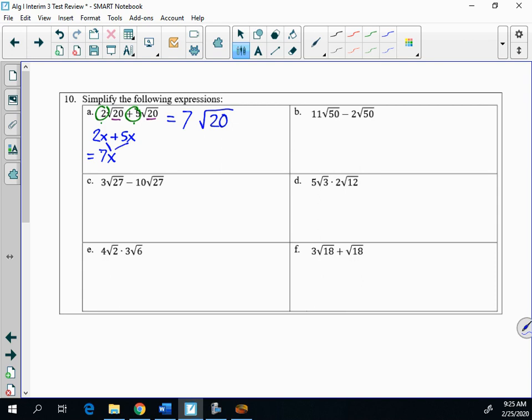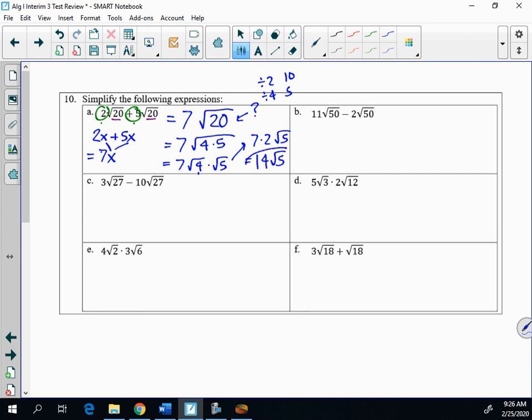However, my one last thing is, can I simplify the square root of 20? When I divide it by 2, I get 10. Divide it by 4, which actually is a perfect square, I get 5. So let's finish it by breaking it down into 4 and 5. And that is 7 times the square root of 4 times the square root of 5. Well, the square root of 4 is 2. So this turns into 7 times 2 times the square root of 5, which is 14 times the square root of 5.